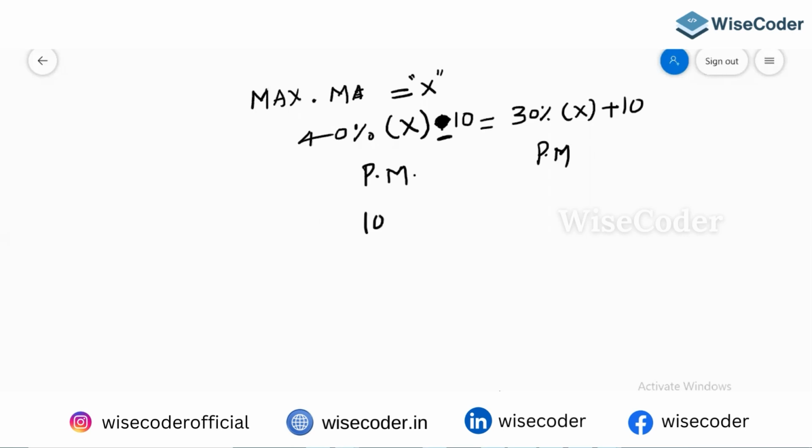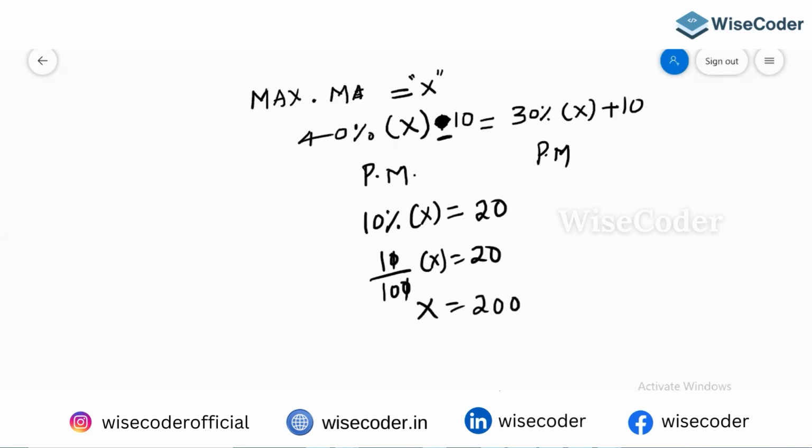From this you can write 10% of X is equal to 10 going to that side, 20. So 10 by 100 of X equals 20. The zeros cancel, so X is 200. X is the maximum marks. If I want the pass mark, substitute 40 by 100 of 200 minus 10. Two zeros cancel, so 40 into 2 is 80, minus 10.